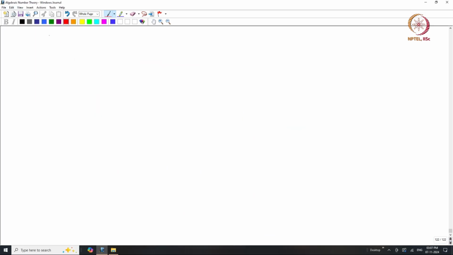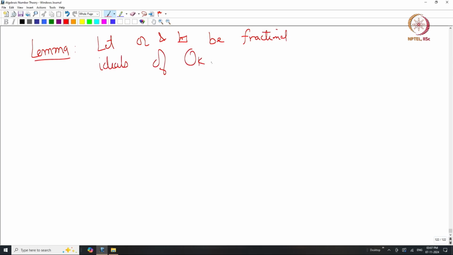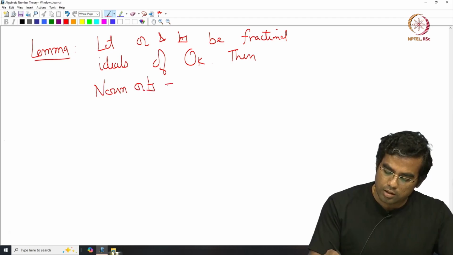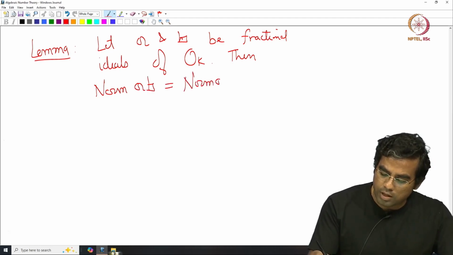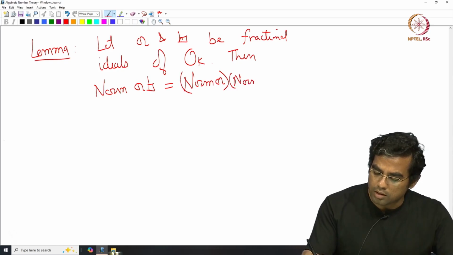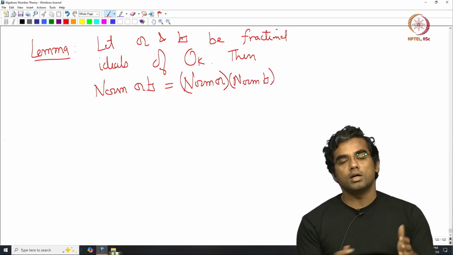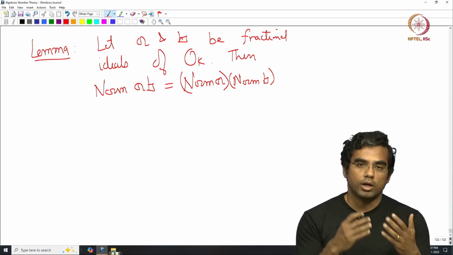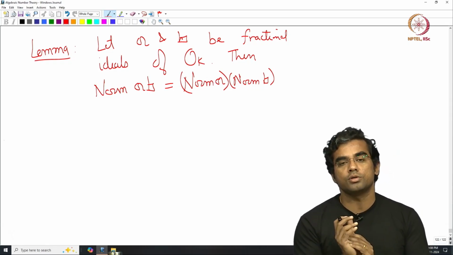And now we are going to prove the following things. So, lemma: let A and B be fractional ideals of OK, right. Then the norm of the product AB is the same as the product of the norm of A and the norm of B. So, you can either take the product first and then take the norm, or you can take the norm first and then take the product, it gives you the same number.